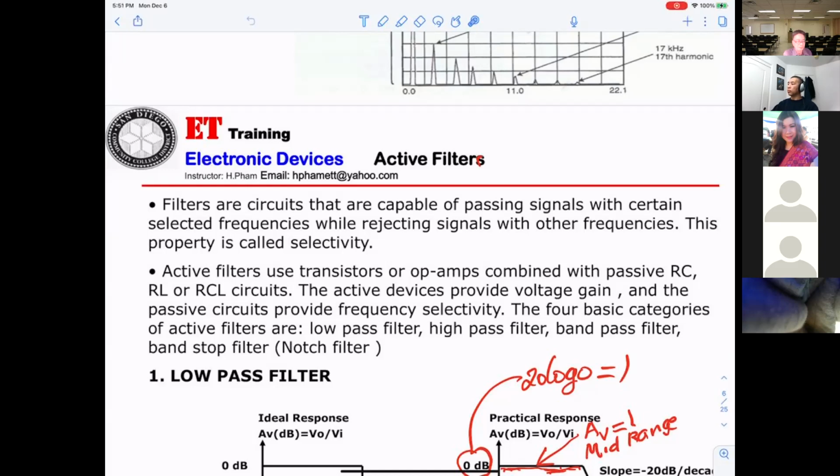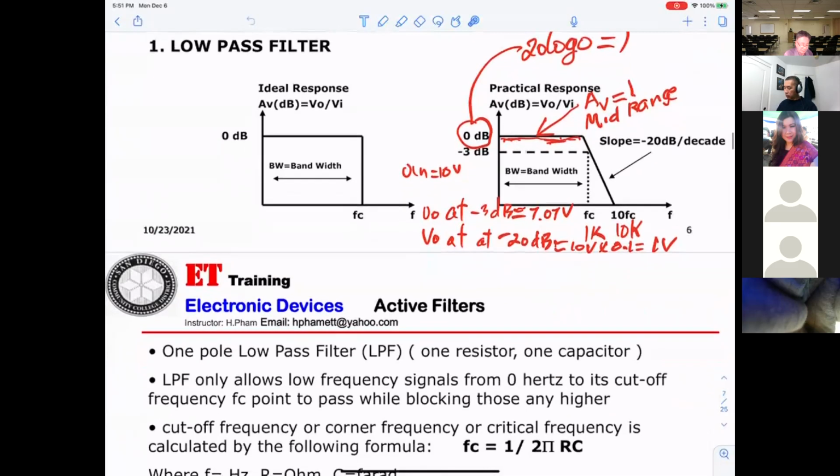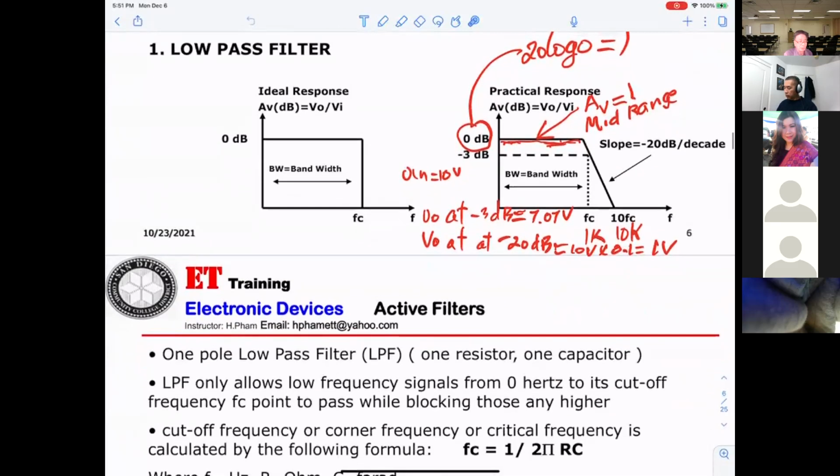And we get the four basic types of the filter. Not much, okay? First is low pass filter, high pass filter, band pass filter, and band stop filter. Now, first thing we're talking about is the low pass filter. Normally when you interview, they give you this picture here.